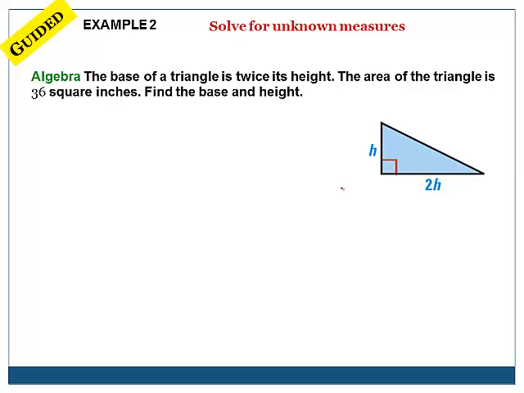Okay, next example, it says the base of a triangle is twice its height. The area of the triangle is 36 square inches. Find the base and the height. So in this case, we're trying to find out what actual h is, so we can plug it in and actually find out what the height and what the base is.